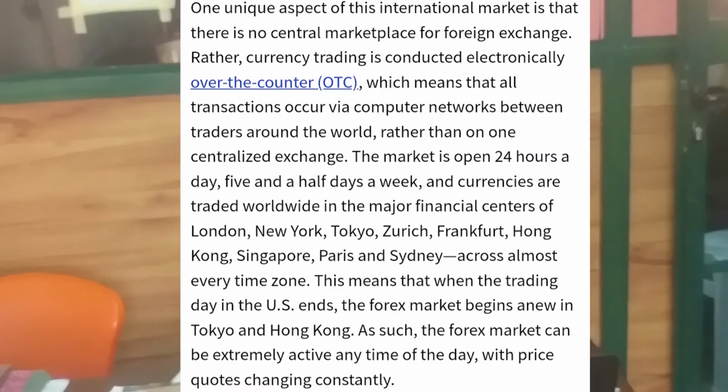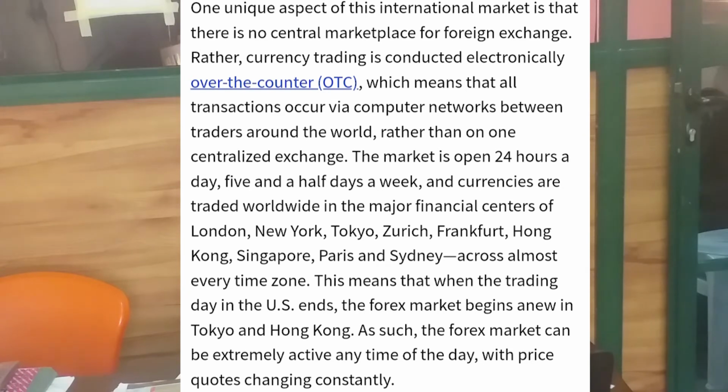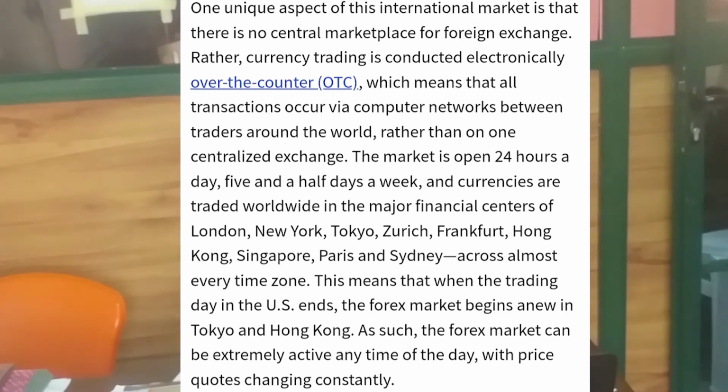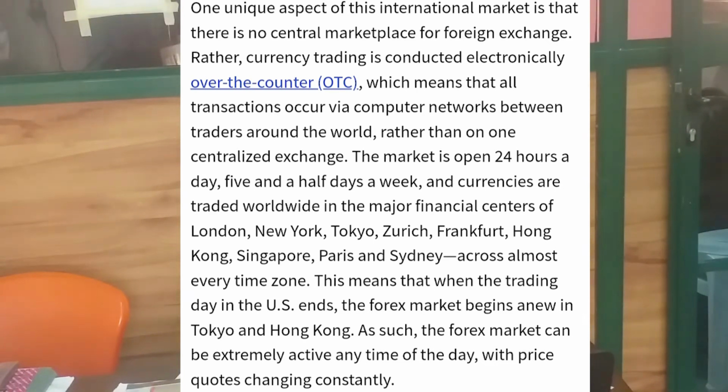You have Sydney, Hong Kong, Singapore, Tokyo, Frankfurt, Paris, London, New York. In all of these different centers, you have the foreign exchange market going on, and it is a market with large volatility. It means it moves, the tide moves very fast, and when you understand it, you seize opportunity and you move on. So it's a market with large volatility.